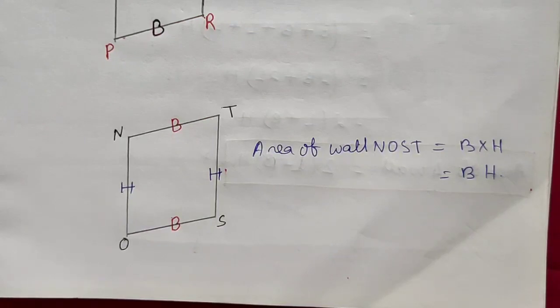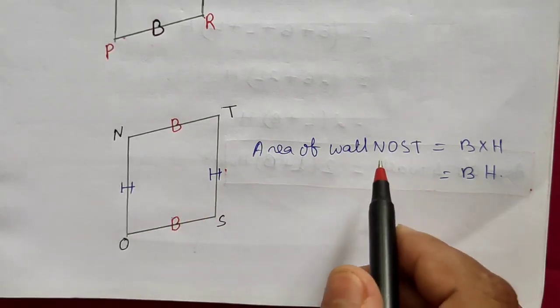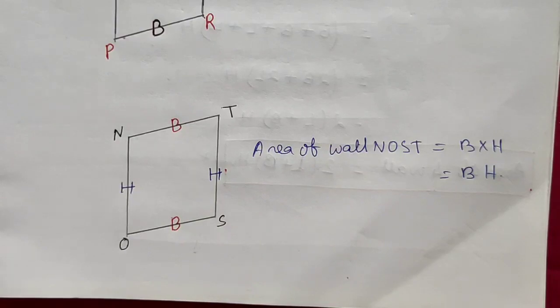Now come to the second wall, which was the right side, the right wall. The name of this wall is NOST. In the same way we find the area using the area of a rectangle. B into H is BH. As there is B and H, the area of the wall is BH.